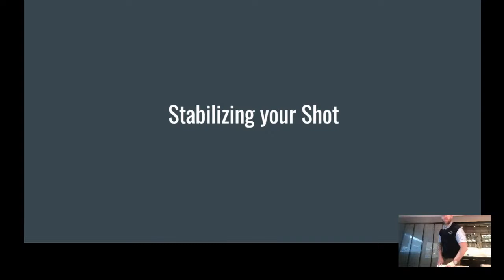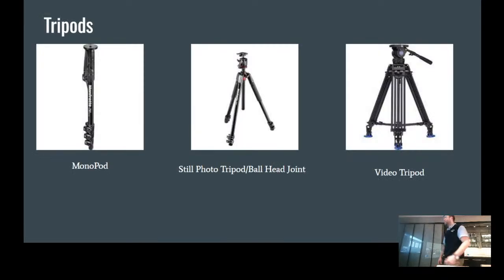Stabilizing your shot. This is another important aspect of taking pictures or videos. You're going to see three main types of tripods. The monopod and the still photo tripod or ball head joint tripod are going to be better for photo, I should say. Both offer a certain amount of stability. Obviously the tripod will offer more than the monopod will.